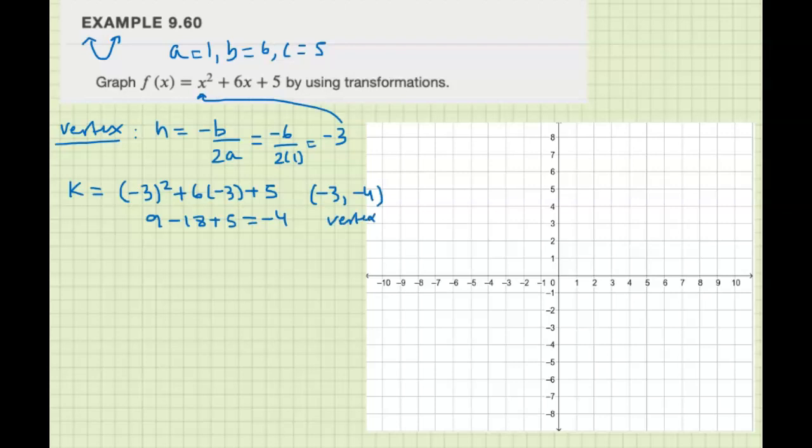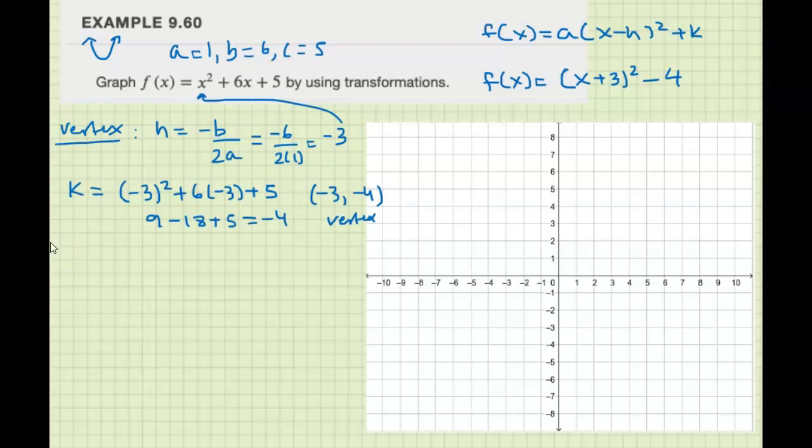Now we can write this in vertex form. The vertex form of the function is a(x minus h) squared plus k. So my a value is 1. This is x minus negative 3, which makes it x plus 3 squared. And then the k is straight up, so minus 4. So that's the vertex form. You go, oh yeah, it shifted left 3 units and down 4 units.